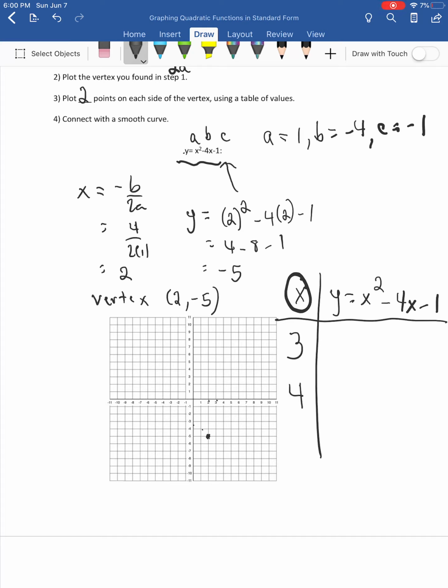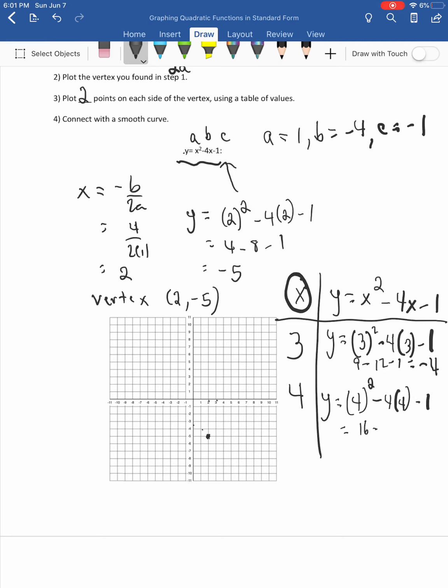So we're just going to evaluate, substitute here. The y for 3 is going to be 3 squared minus 4 times 3 minus 1. So that's 9 minus 12 minus 1, which works out to -4. And then for 4, it's going to be 4 squared minus 4 times 4 minus 1, which comes out to 16 minus 16 minus 1, which is negative 1.